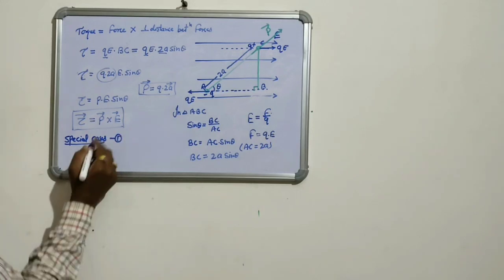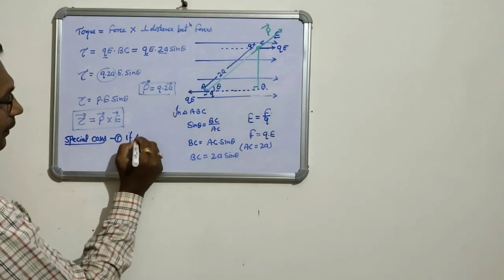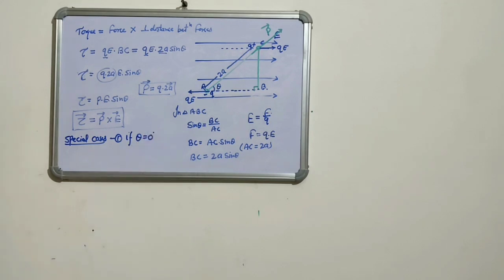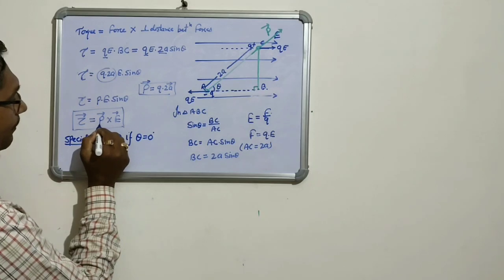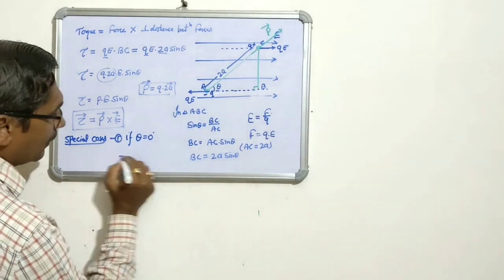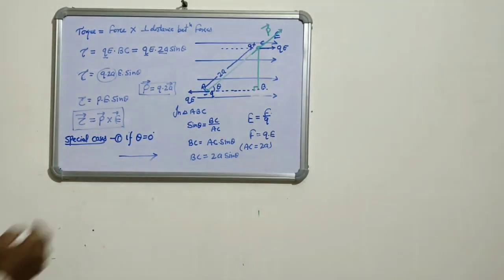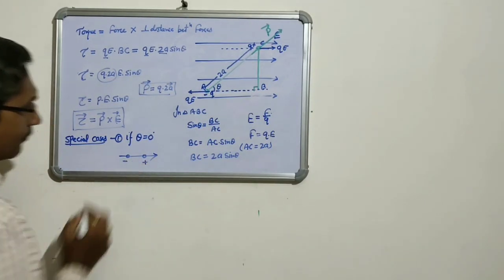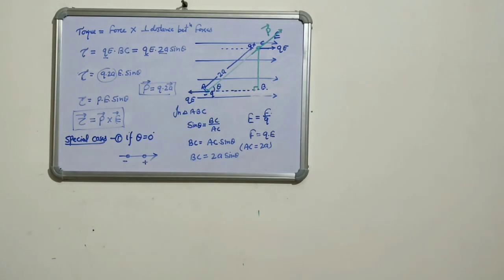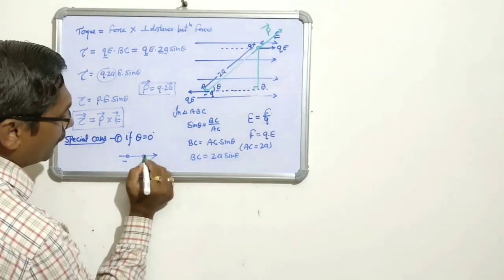Case number 1. If theta is equal to 0 degrees. Theta 0 means when the dipole makes an angle of 0 degrees, when the angle between the dipole moment and the electric field is 0. Suppose this is the electric field, here is a dipole, negative and positive, and the direction of the dipole moment is also in this direction.